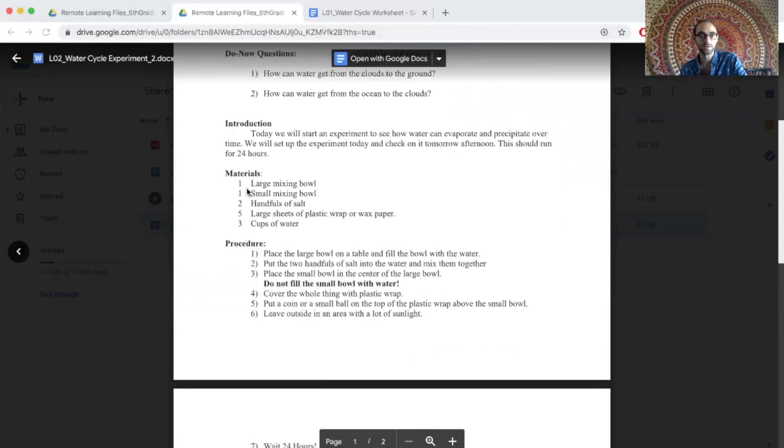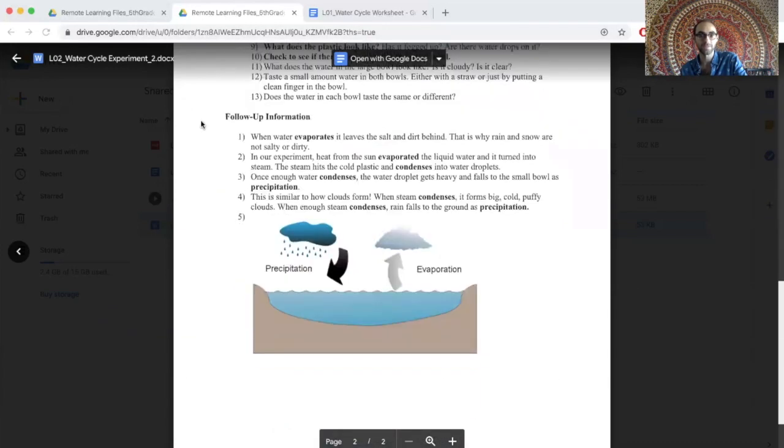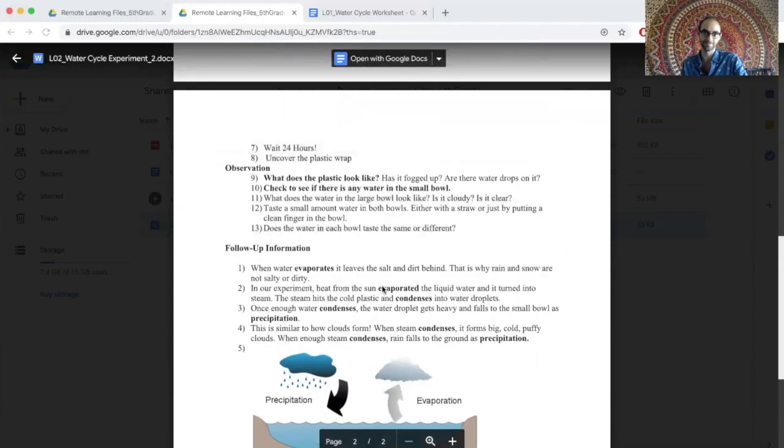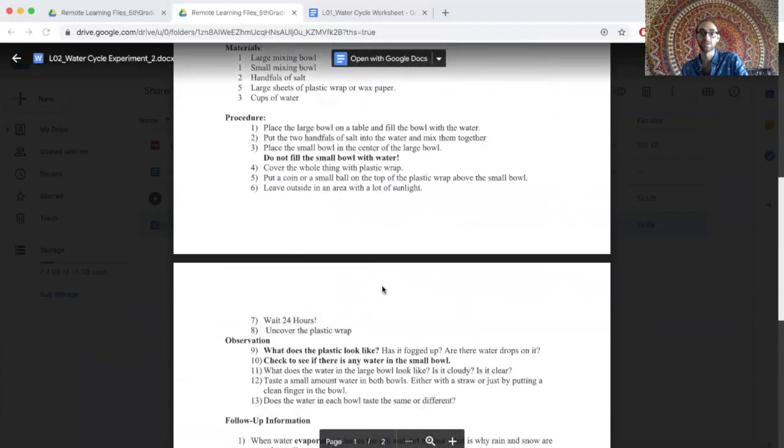So let's go down to the bottom here. As you can see on this little diagram, evaporation is a process where water from the ocean evaporates into steam and into clouds. And the clouds are going to get condensed. And as they get heavier and heavier and fill with more and more water, it's going to release that water as rain, as precipitation. So this part of the water cycle is what we're going to talk about today. So join me, and you'll see me in person again in a few seconds, and we're going to go through the procedure for setting up this experiment.